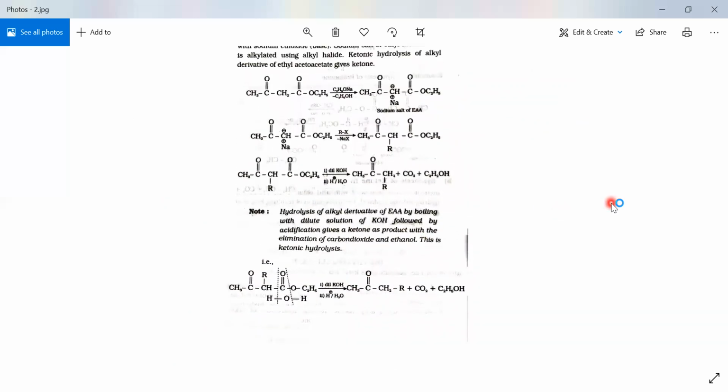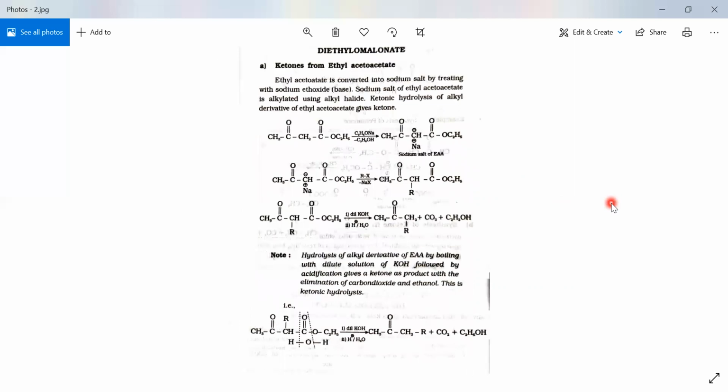Like that, ketones are synthesized by using ethyl acetoacetate. Now, some more important synthetic applications are there. We'll study them in the next video. So with this, I'm concluding the chapter on active methylene compounds.